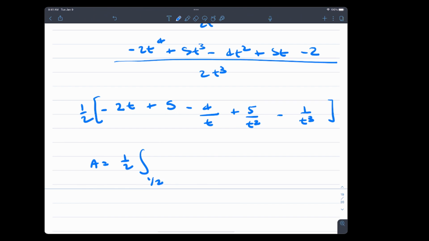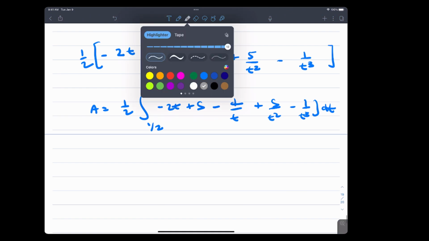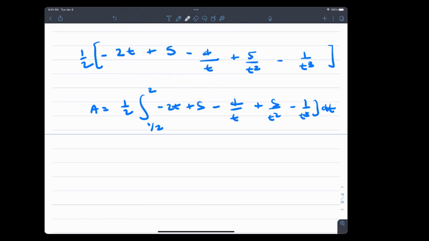The integral with t going from 1/2 to 2 of negative 2t plus 5 minus 4 over t, plus 5 over t squared, minus 1 over t cubed dt. I was just going to have you guys get started with that. And now you can actually integrate this not too bad.